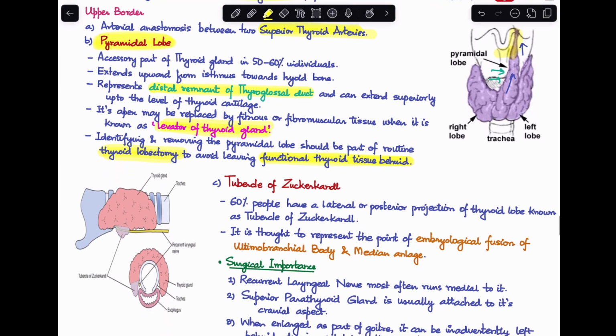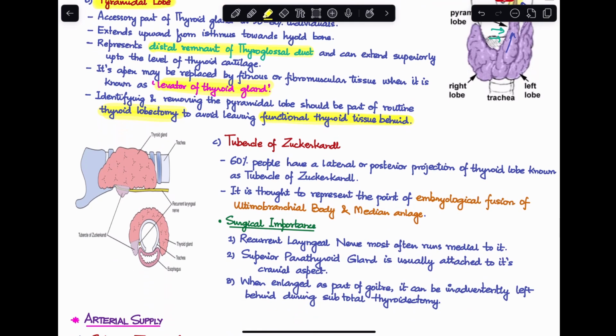Next is another structure that is related to the upper border of the isthmus, and that is known as the tubercle of Zuckerkandl. This is again also a short note that you get in your theory exams. Now, what is tubercle of Zuckerkandl? It is basically thought to be representing the point of embryological fusion of the ultimobranchial body and the median thyroid anlage. Here, if you see in the image over here, we see a lateral or a posterior projection of the thyroid lobe. And this is seen to be in only 60% of patients or individuals. It is not seen in all people.